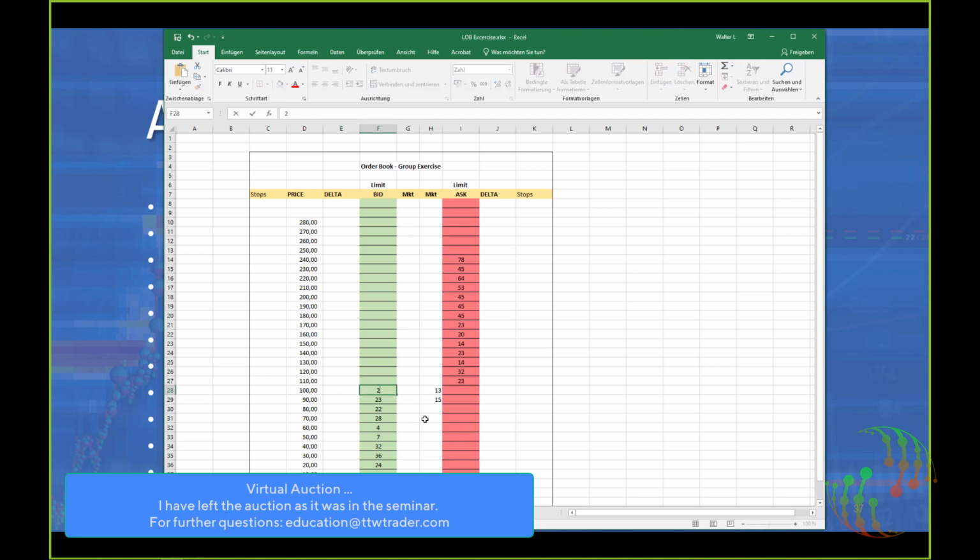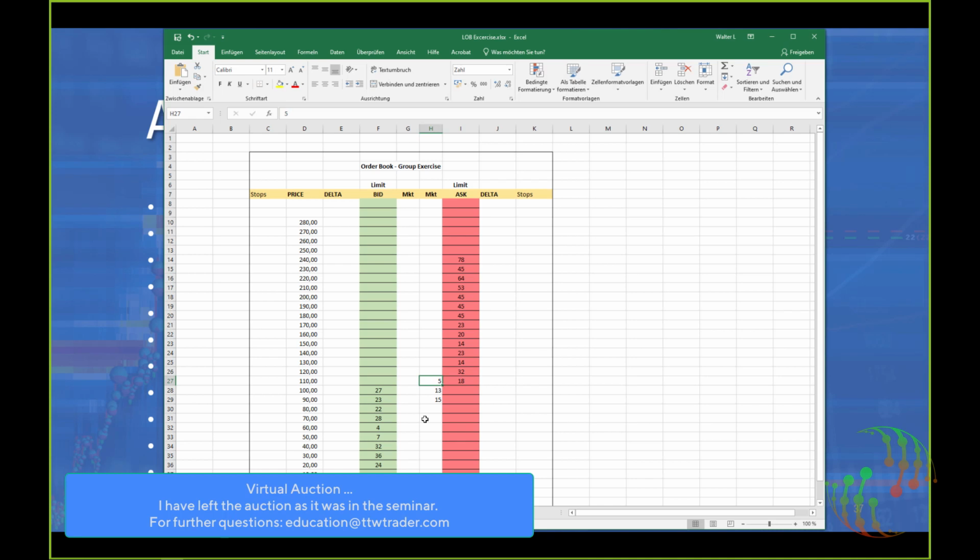And maybe you are noticing what is happening here on the bid side. So we are trading now 23 at 110. Who is willing to buy 23 at 110? Angelic is buying 5 at 110. And Tom is buying 23.